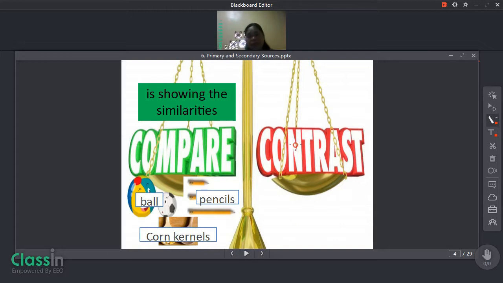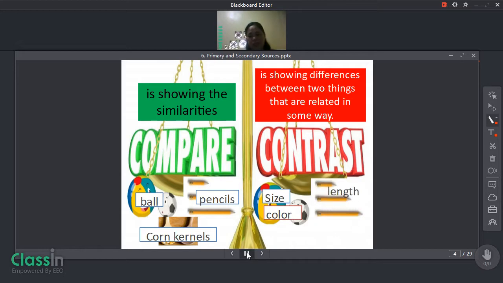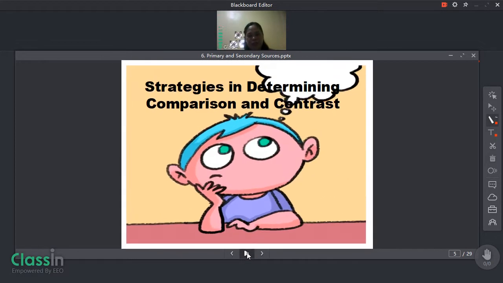While in the contrast, it's showing differences between two things that are related in some way. So the differences of the things. Like in the balls, they are both balls but they are different in sizes and in colors. Pencils differ in length and sizes too. And corn kernels differ in numbers. Okay, so you now know the difference between compare and contrast. So let's now proceed to the strategies for determining comparison and contrast.